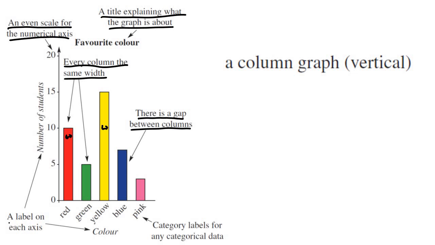Next thing, you see a label on the x and y axis. There is a label which gives information about the y axis and the x axis, what is being represented. So this is the label on each axis. The y axis label is number of students and the x axis label is color. And lastly, the category labels for any categorical data: red, green, yellow, blue and pink and so on. So this is a nice example of a column graph.